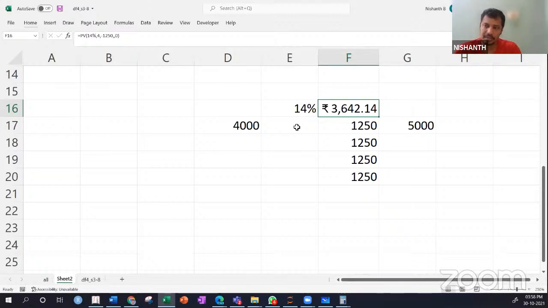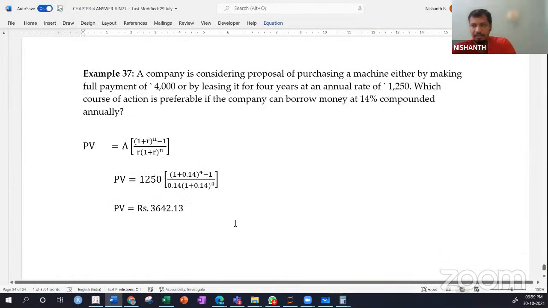So what is the meaning? The chartered accountant will say that, sir, you don't pay 4000. Instead of that, we'll invest 3642 in a bank account, which gives us 14% interest. He will give us 1250 every year. So it's more beneficial because we are getting more interest compared to what is being asked right now. Comparing these two present values, 3642 is lesser. Hence, we continue with this option of paying 1250 every year. So that's how you take it on. So we say leasing it for 4 years is what is better.